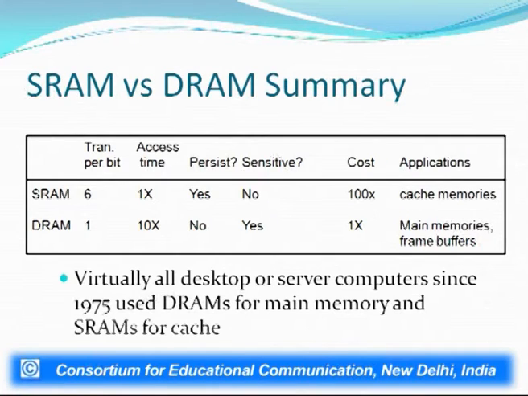You can see a comparison between static RAM versus dynamic RAM. Here, static RAM and dynamic RAM, you can see the transistors per bit, access time, persistence, sensitivity, cost, applications. Virtually all desktop or server computers since 1975 used DRAM for main memory and SRAM for cache. So here you can see a comparison, a summary between static RAM and dynamic RAM.